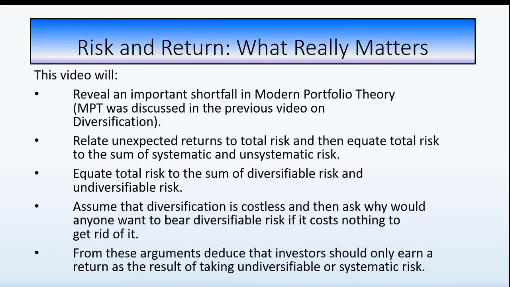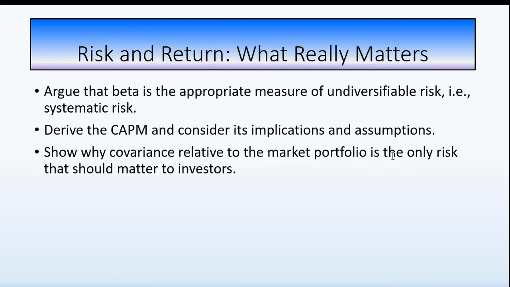We'll assume that diversification is costless, which is not a bad assumption, and then ask why anyone would want to bear diversifiable risk if it costs nothing to get rid of it. And from these arguments, we'll deduce that investors should only earn a return as the result of taking undiversifiable or systematic risk. Furthermore, we'll argue that beta is the appropriate measure of undiversifiable risk, in other words, systematic risk.